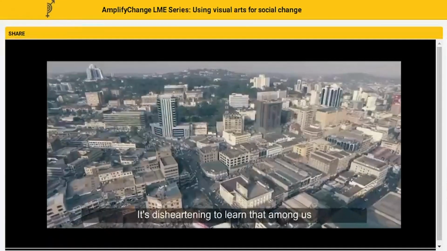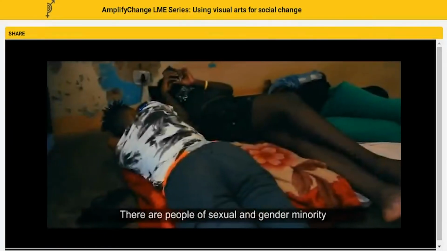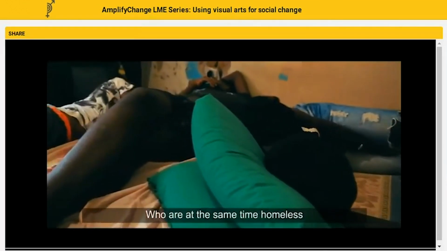It is disheartening to learn that among us there are young people, there are people of sexual and gender minority who are at the same time homeless.